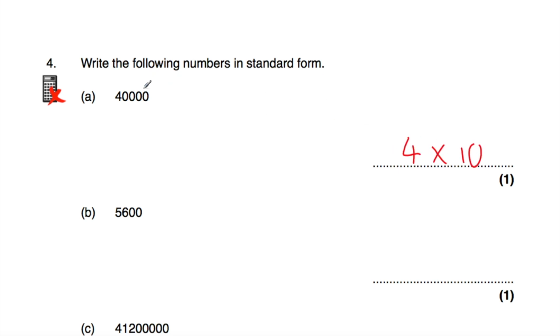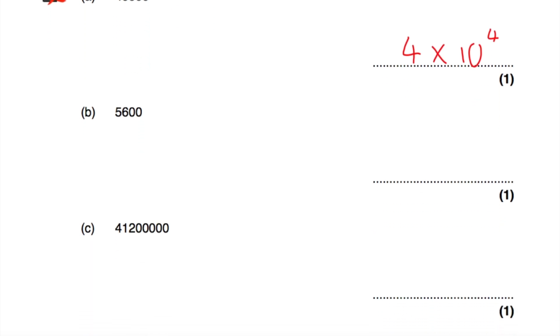Now if the 4 is in the units or the ones column, we would need to move it 1, 2, 3, 4 columns to the left. So it's going to be to the power of 4. Okay, let's look at our next part, part B. So our next one, we've got 5,600, and we need to write it in standard form.